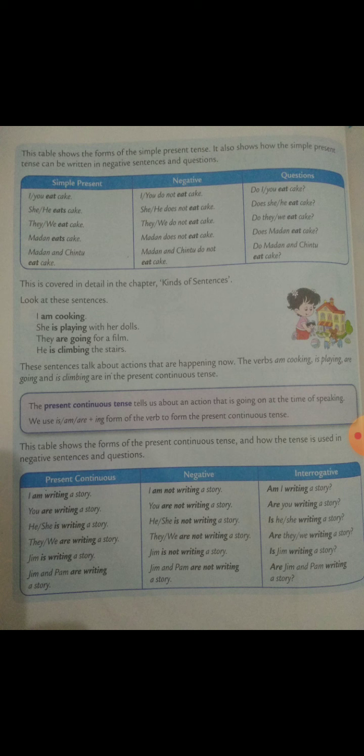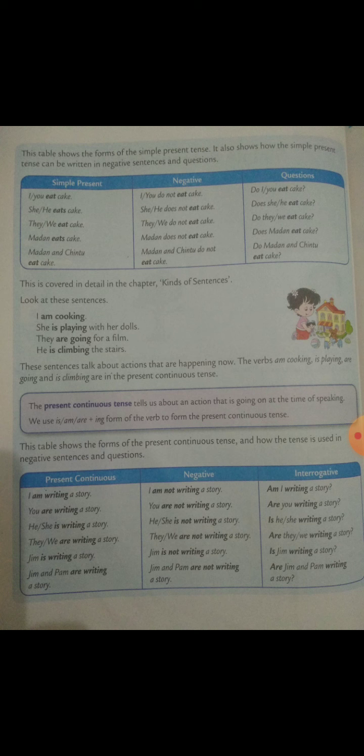Now next one you can see he eats cake. Now the negative will be he does not eat cake, and the question will be does he eat cake? Okay, does he eat cake? Now this is how you write the sentences in simple present tense. This is covered in detail in the chapter kinds of sentences.